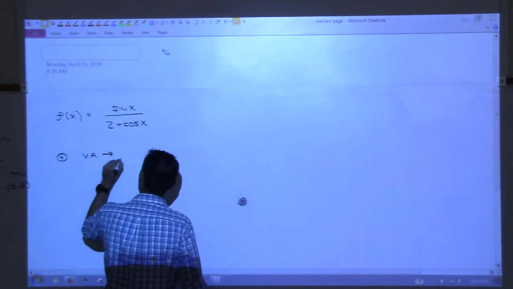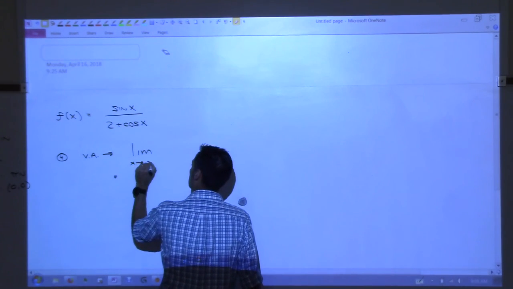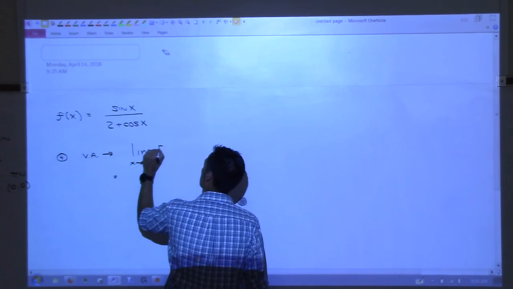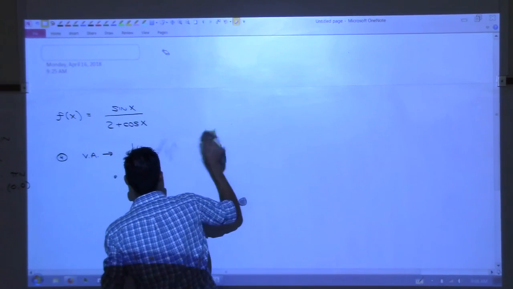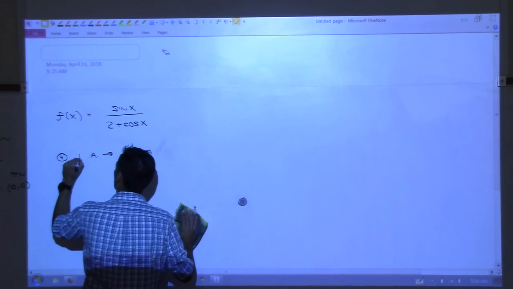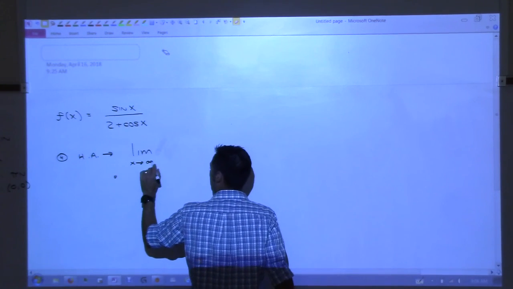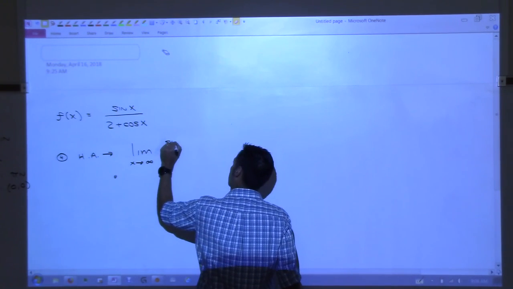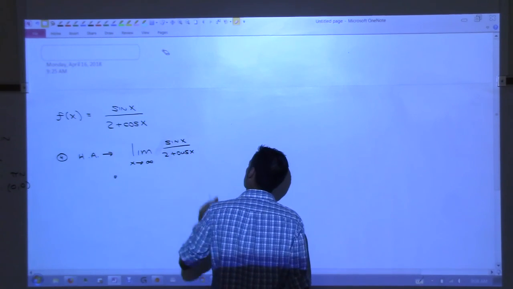For horizontal asymptotes, we have to do 2 limits, right? Limit as x goes to infinity of the function. Well, let me actually put the function in there. Horizontal, sorry. Thank you. We want to know left and right behavior, so we take the limits. So sine x over 2 plus cosine x.